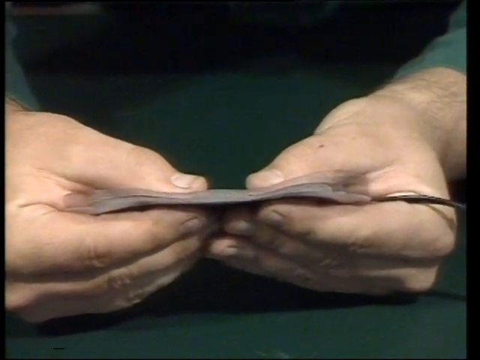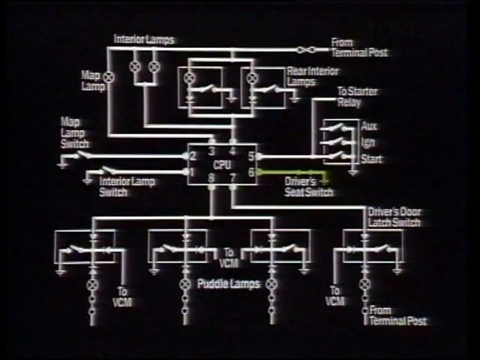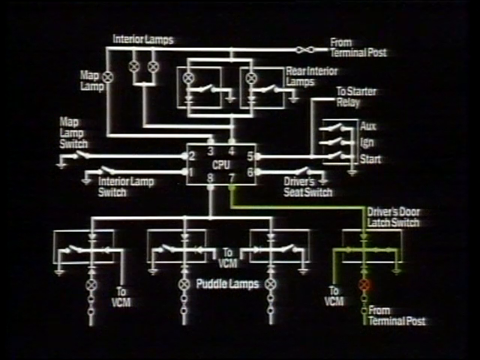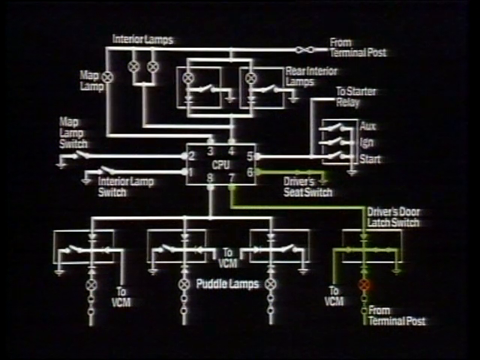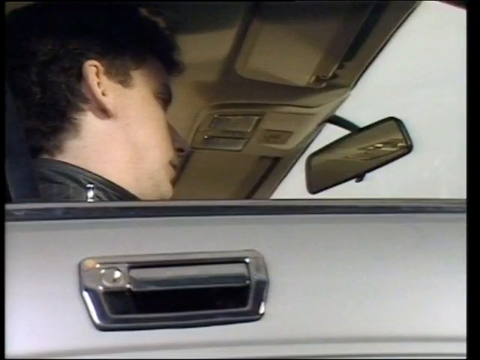When the sheets are pressed together, the copper makes contact through the holes in the foam and inputs this signal to the CPU. If both the driver's door lock latch and the driver's seat pad switch are activated, the CPU will time the lights for 15 seconds. However, if the ignition is cranked before the 15 seconds have elapsed, the CPU automatically switches all interior lamps off.